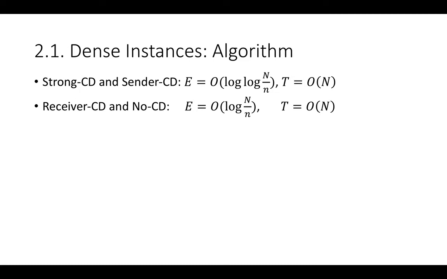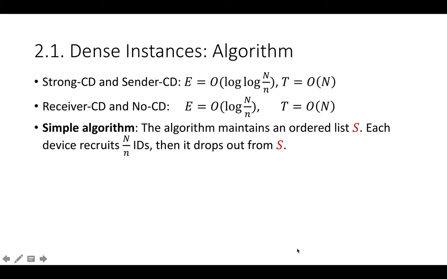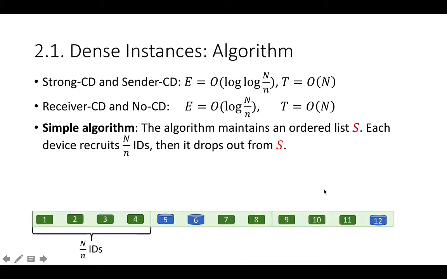Next, I will present the second part of our result, which is algorithms and lower bounds for dense instances. Let me first present our algorithms. I will first show a simple algorithm that will have energy complexity n divided by n, and then I will show how to improve this to log n over n in the sender city model and the center city model, and improve this to log of n over n in the receiver city and no city model.